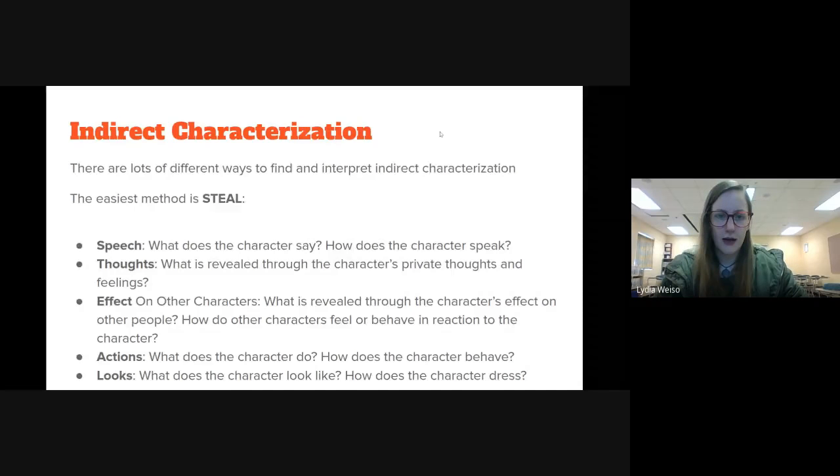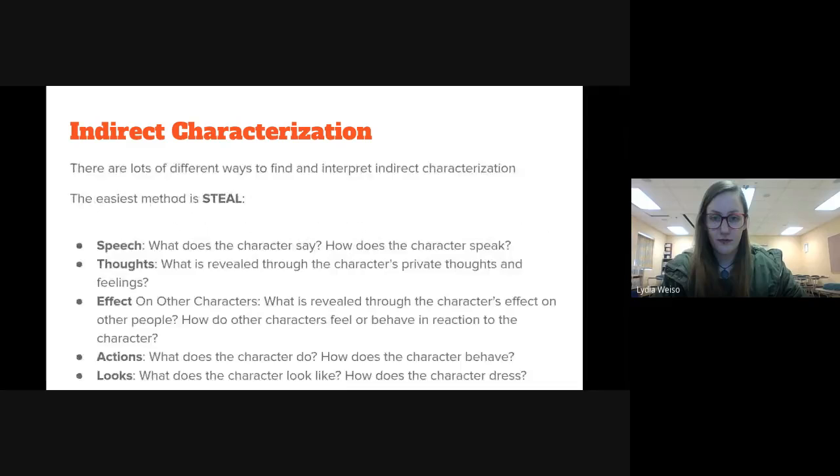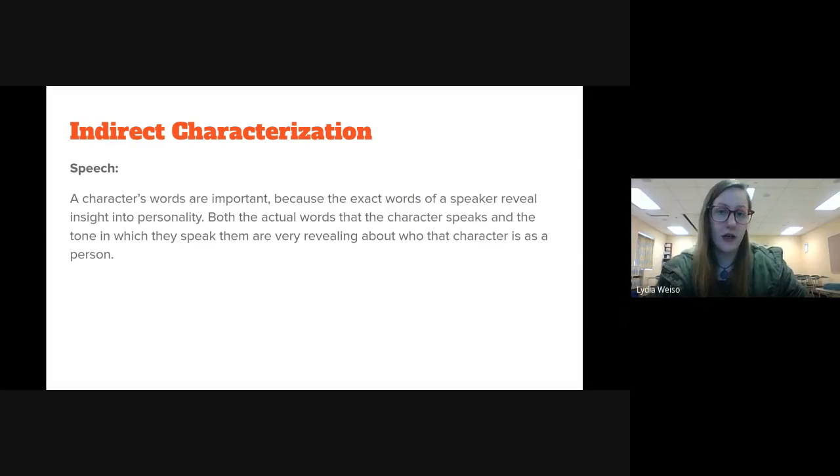Okay, so let's start with speech. That's what a character says, and how the character speaks. So that's not just the words that they use, but also do they speak with an accent or a dialect? Do they sound really old-fashioned? Do they sound fancy? Do they sound very country? How do they speak, in addition to what they say?